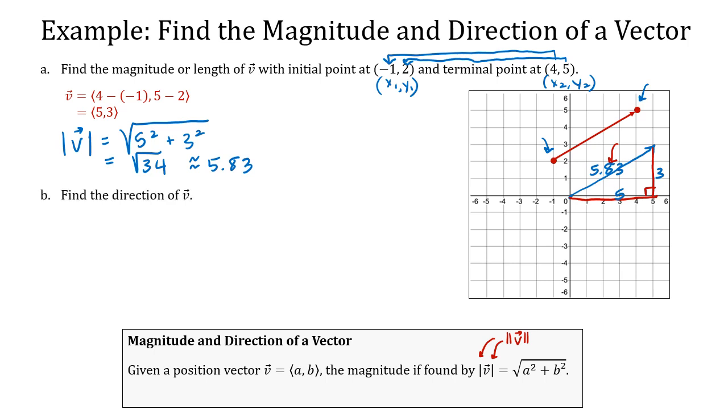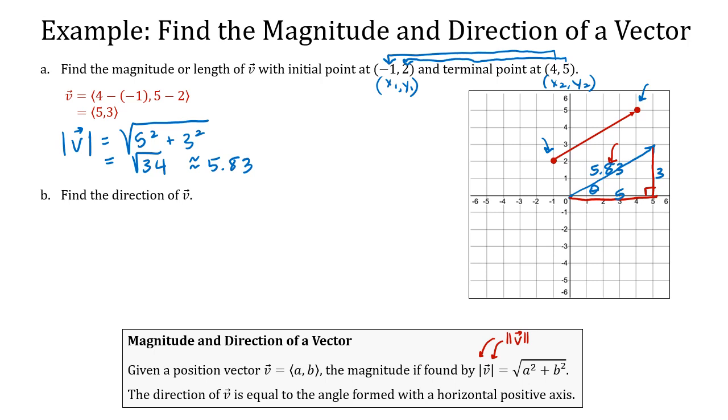find the direction of vector v. The direction of the vector is equal to the angle that's formed with the horizontal positive axis. And we're going to just call that theta. Okay, so the angle that's formed with the positive horizontal axis. So in this picture, that would be the theta that you see down in the bottom left of this picture.